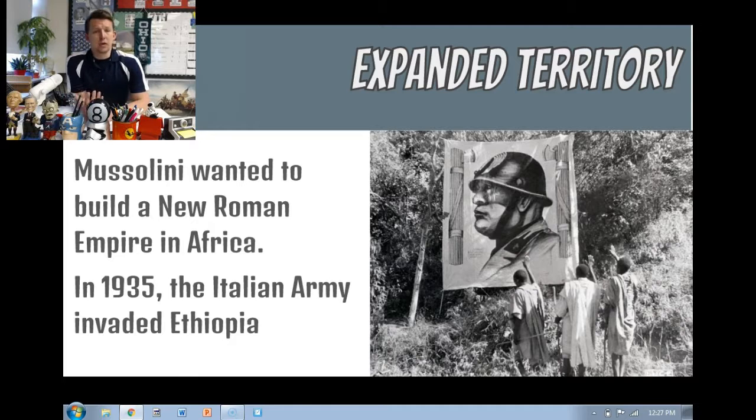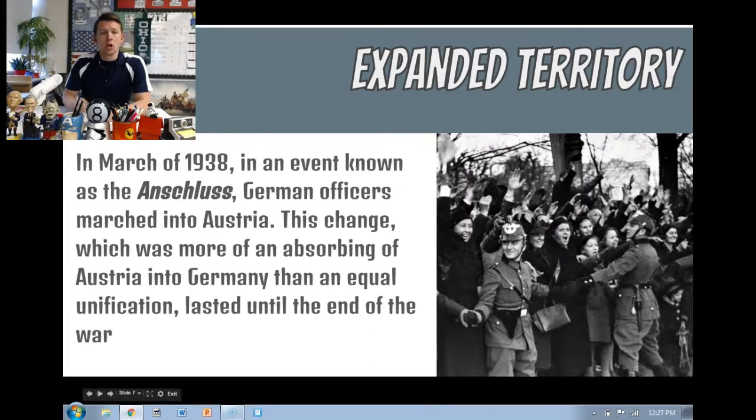Let's talk about the expanded territory. Again, this is just a bit of a rehash of what we already talked about, but Mussolini wants to recreate the Roman Empire, and he wants to do it this time in Africa. By 1935, the Italian army invades Ethiopia. You also have Adolf Hitler. Remember, he needs Lebensraum, that living space, and so he's going to enact what's called the Anschluss in 1938. That is Germany absorbing Austria into the Reich.